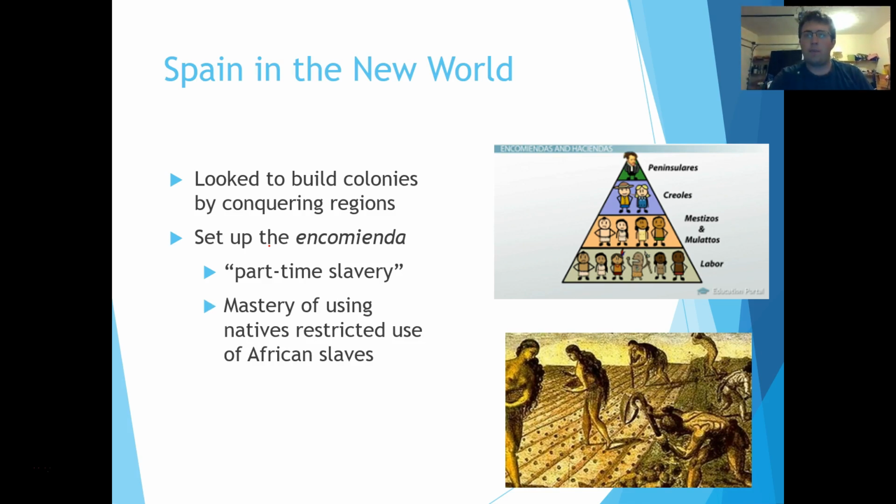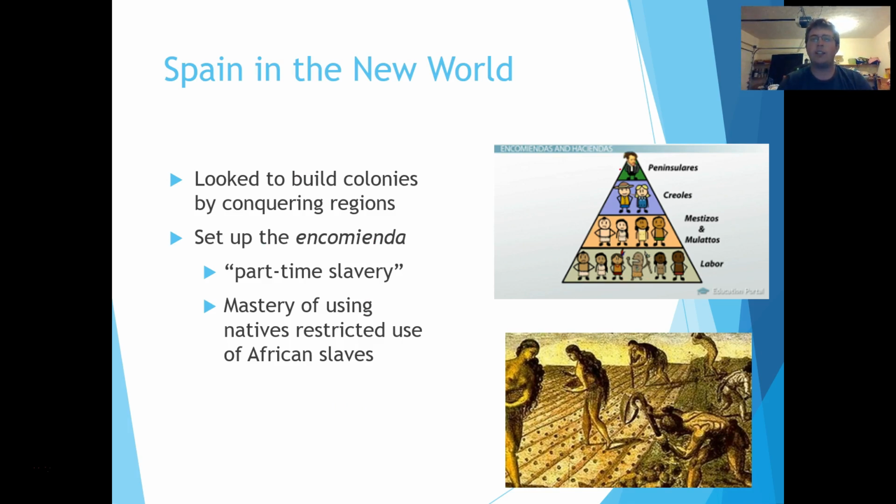And certainly their ability to harness labor sources in the New World restricted the use of African slaves in Spanish colonies. Now, you're going to see, of course, that come in other colonies, particularly in the French and English colonies. But in Spain, this encomienda was an efficient use of slave labor. It's horrible for me to talk about it in these biting terms, but in any case, the Spanish were able to set it up.